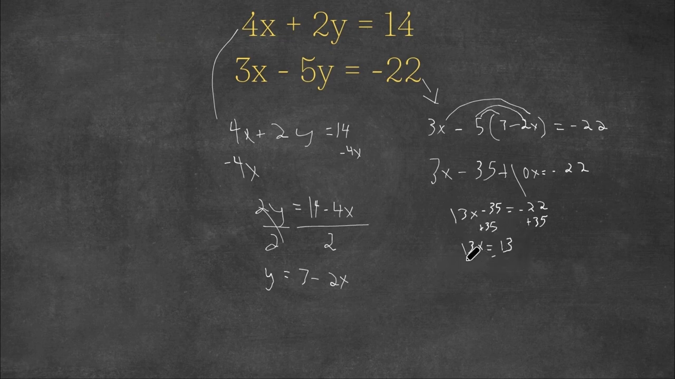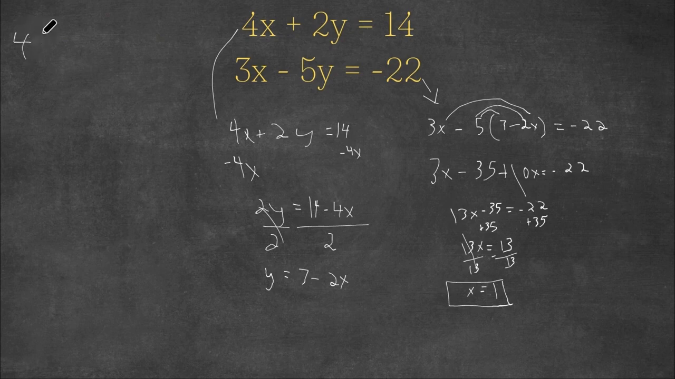Now, if we divide by 13 on both sides, we get x, since these two cancel out, is equal to 13 divided by 13, which is obviously 1. So now we found out our value of x. So now all we have to do is simply plug in this value to either one of these equations and solve for y, because in a system of equations, we have to find the value of both x and y. So let's plug 1 into our first equation again, because this looks more simple.